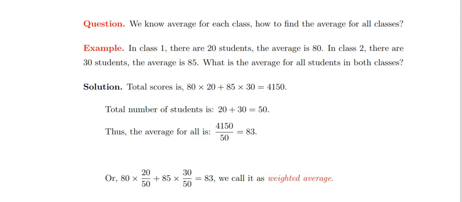So here we have such a problem. We have an average for this class, an average for that class. Then we put all those classes together. So what is the average for all? Suppose in class 1, the average is 80. In class 2, the average is 85. So what is the average for the 2 classes?